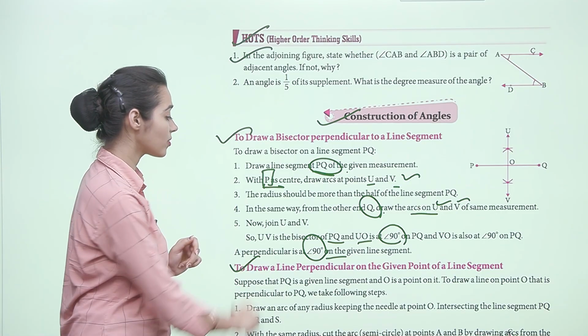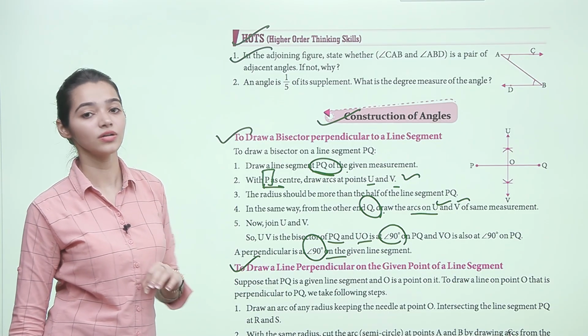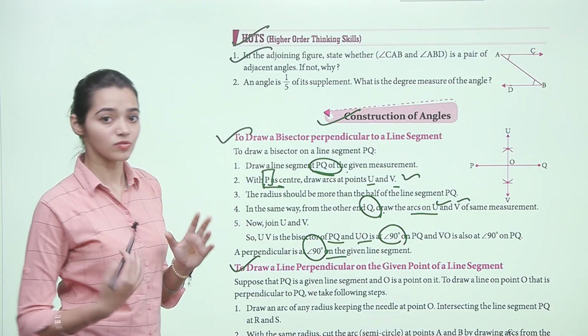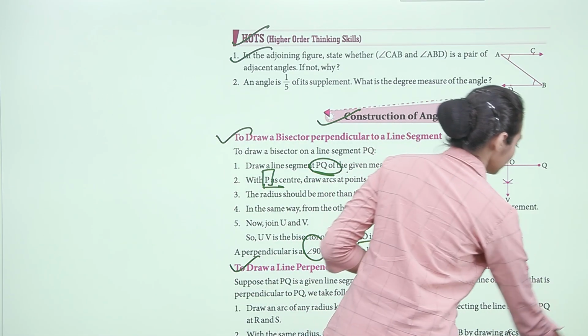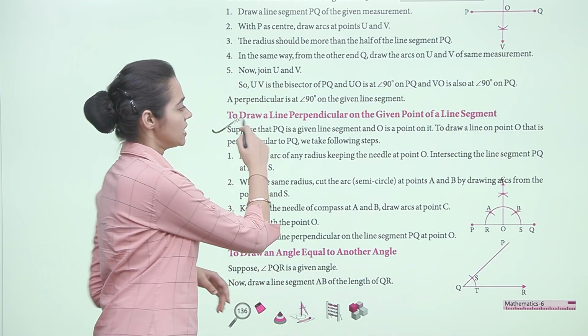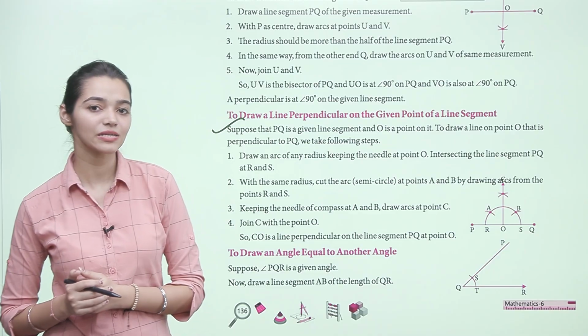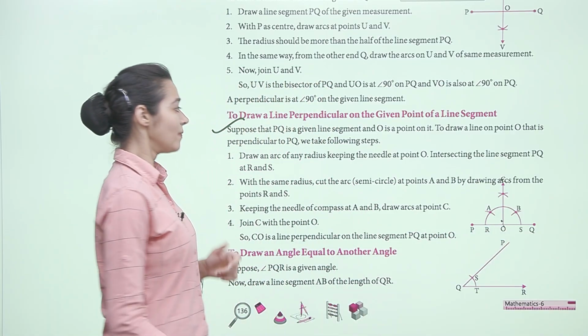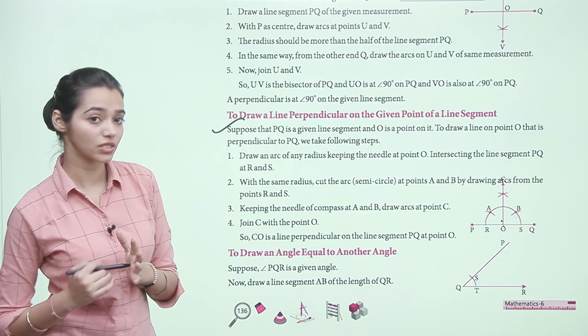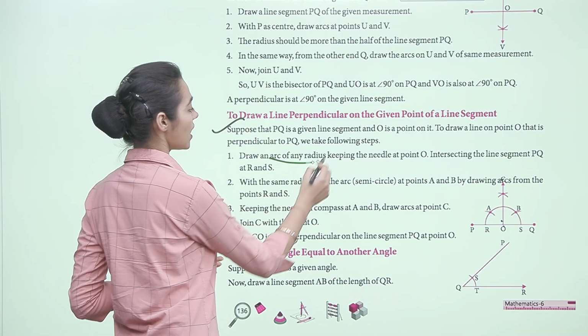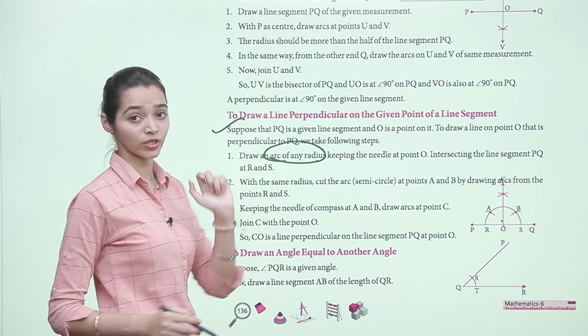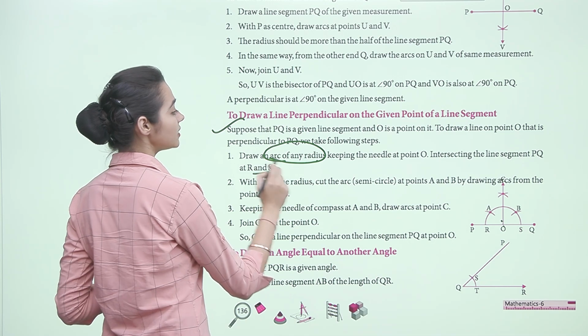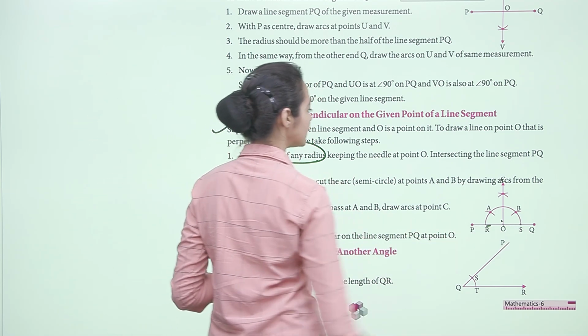Now how can we draw a perpendicular on a given line at a given point of the line segment? Suppose that PQ is a given line segment and O is a point on it. So to draw a line at point O that is perpendicular to PQ, we have to take the following steps. Firstly, we draw an arc of any radius keeping the needle at point O. Then it will intersect the line at points R and S.